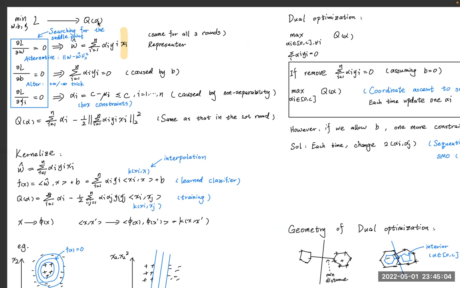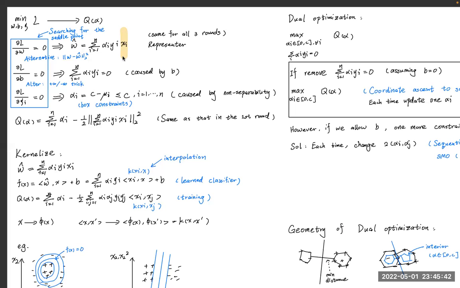And we can easily find the minimization by setting the derivatives with respect to W, B, and psi I equal to 0. Here, psi I for I from 1 to n. And then if we set the partial of the Lagrangian over partial W equal to 0, we get the so-called representer W hat, which is equal to the summation over I from 1 to n of alpha I, yi, xi. This xi is a p-dimensional vector.